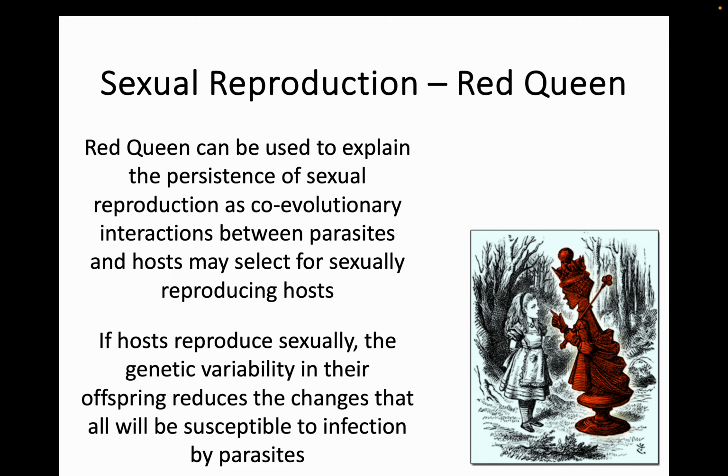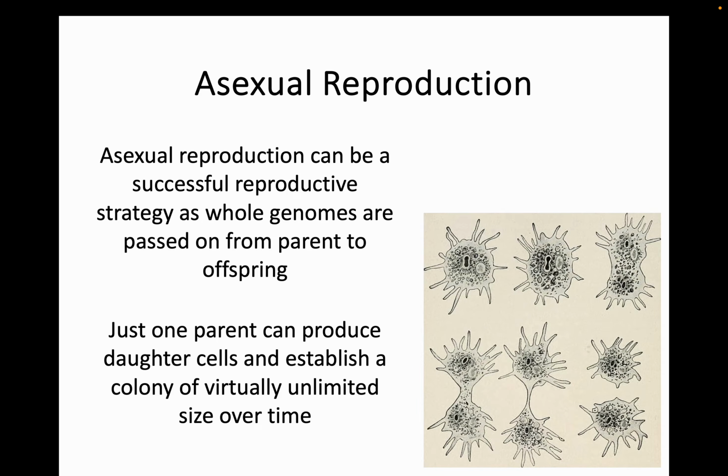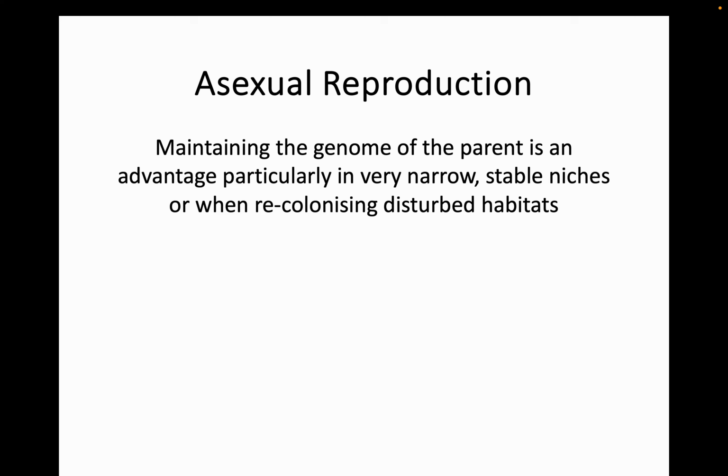If all the populations were asexual, there wouldn't really be many changes taking place. So for asexual reproduction, again, there are good sides to this as well. If you're wanting to pass on those whole genomes from parent to offspring, it's a good way of doing this. Also in terms of speed, if you think of things like bacteria, one parent can produce daughter cells and establish a colossal colony over time just by that exponential growth of asexual bacteria, for example.